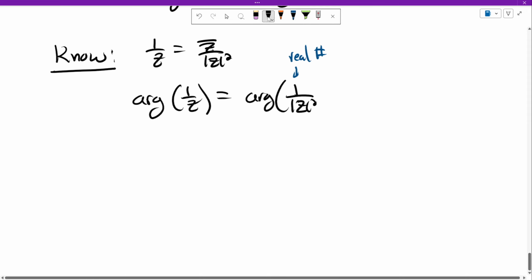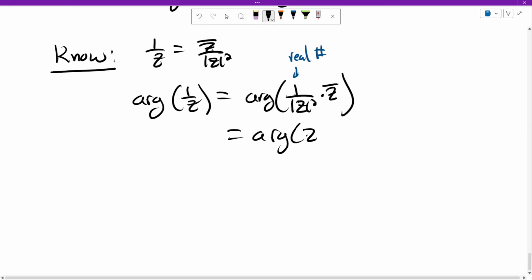Multiplying by a real number does not actually affect the argument. So we can just get rid of that. We should have the same argument as z bar.